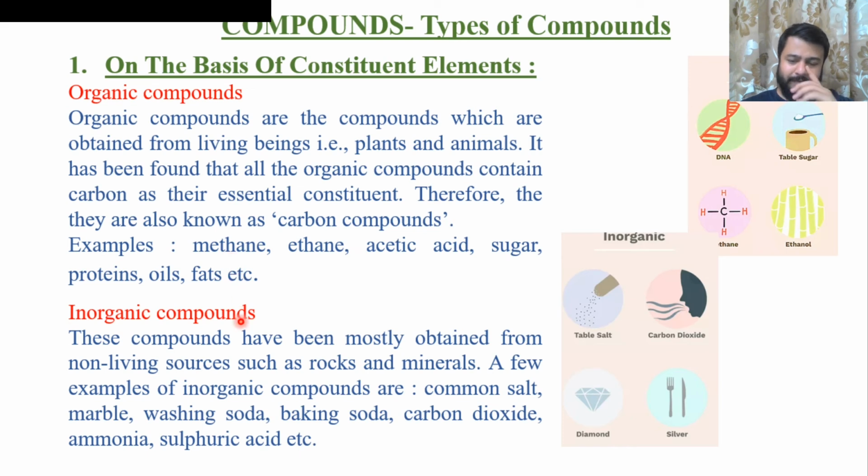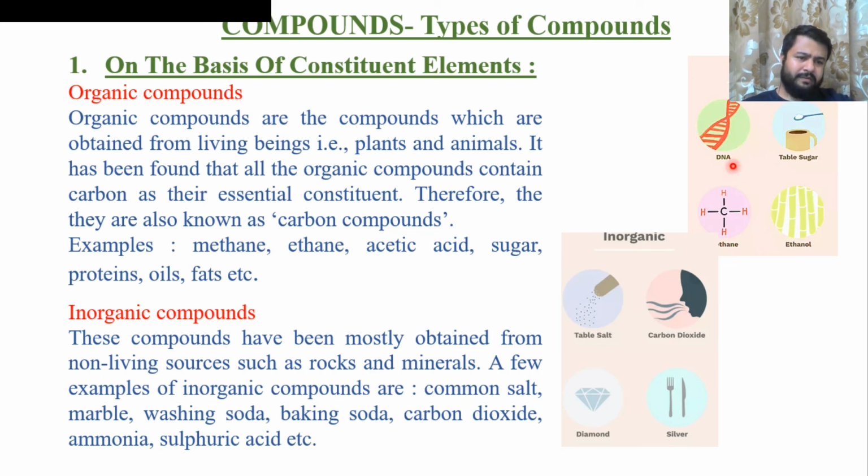That is, the compounds made up of elements other than carbon are known as inorganic compounds. These compounds have mostly been obtained from non-living sources, that is rocks and minerals. A few examples of inorganic compounds are common salt NaCl, marble CaCO3, washing soda, baking soda, carbon dioxide, sulfur dioxide, ammonia, sulfuric acid, hydrochloric acid, nitric acid. All are inorganic compounds.